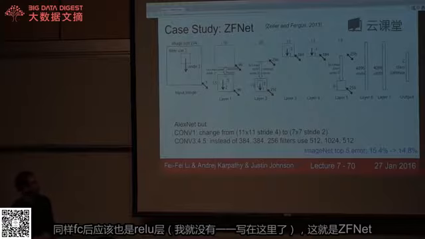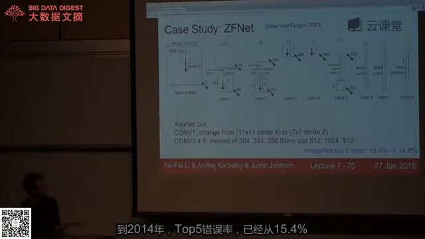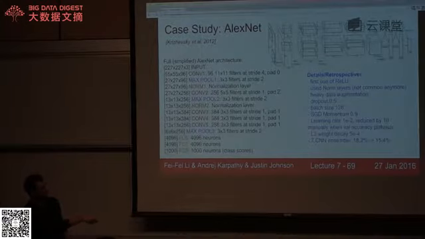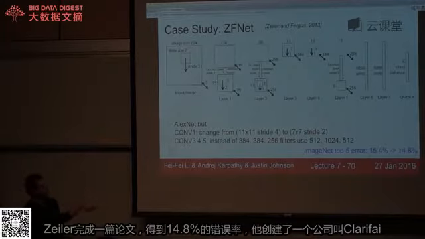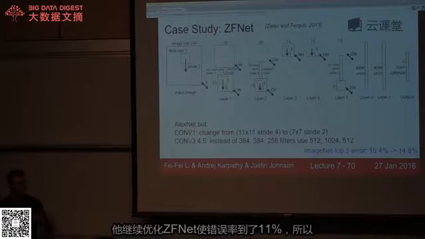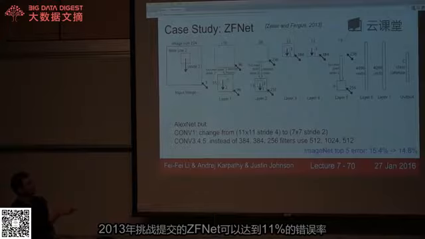I'll talk a bit about the next one, after 2013. Oh, and I should mention the top 5 error went from 15.4% down to 14.8% with this architecture. And the winner actually, Matthew Zeiler, after completing this paper where he got 14.8%, created a company called Clarifai. He worked on this a bit more, and he ended up with 11%. So that was the actual submission to the 2013 ImageNet Challenge, with an 11% error.